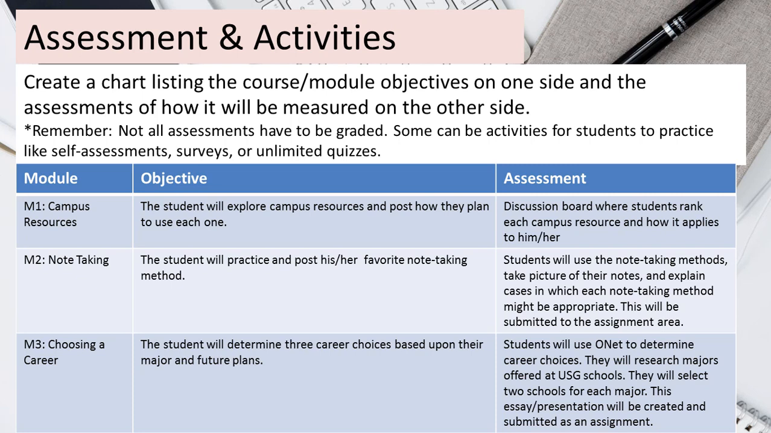It's out of alignment. So you want to always question yourself after you write these out: when the student completes that assessment, am I going to be able to clearly say yes or no that they've met that objective? You also want to consider that not all assessments have to be graded. Some can be just activities for students to do for practice. You might have things like self-assessment surveys or unlimited quizzes that you're not really giving them a grade for, but it is an assessment to measure an objective.